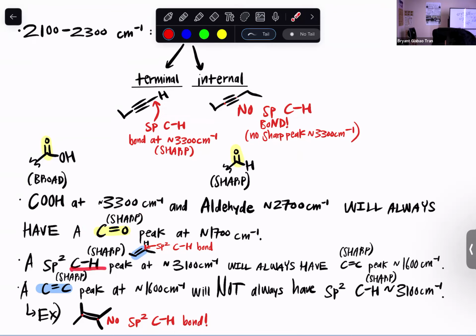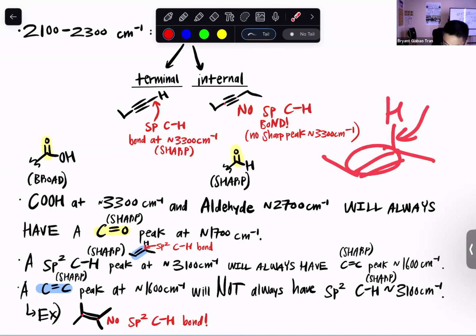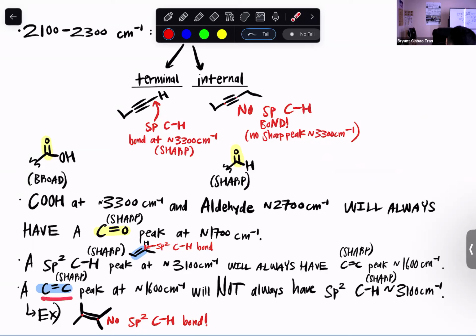An sp2 CH peak at around 3100 will always have the C double bond C peak at around 1600. Because if we have this alkene right here and this sp2 CH bond, that will always pair up with the C double bond C peak at 1600. But a C double bond C peak at 1600 will not always have that sp2 carbon hydrogen bond at 3100. An example would be this right here, a tetrasubstituted alkene, meaning this alkene has no bonds to hydrogen at all. If you look at the sp2 carbons of the alkene right there, these carbons have no bonds to hydrogen.